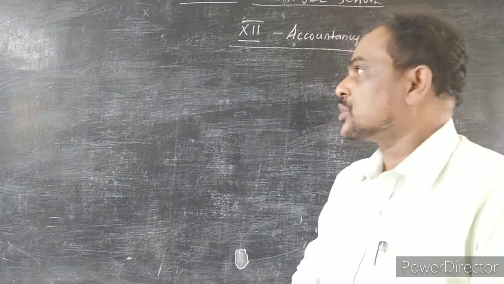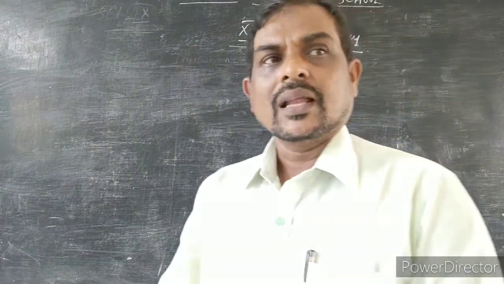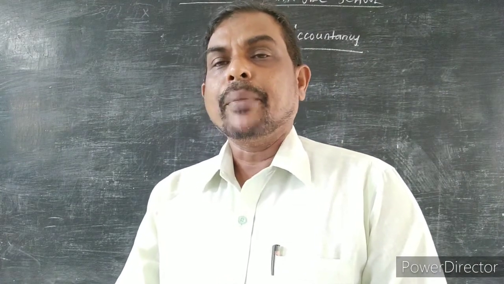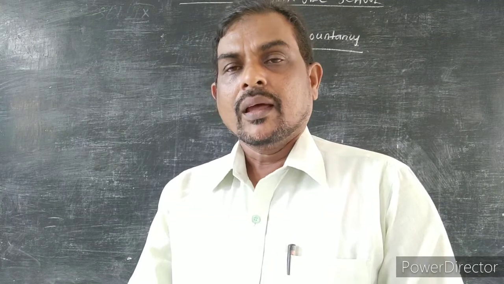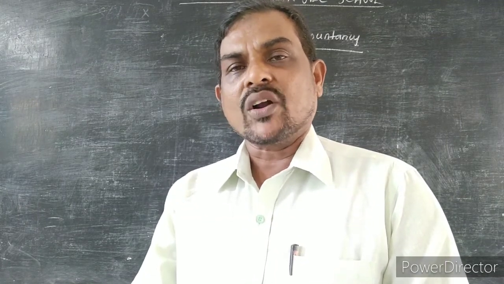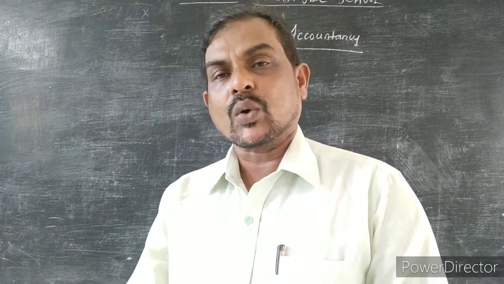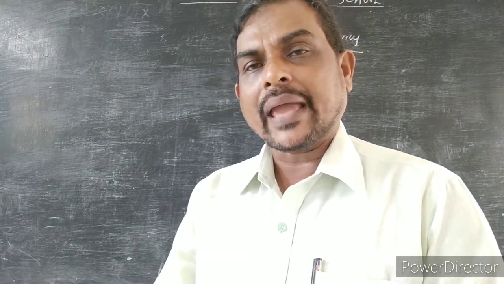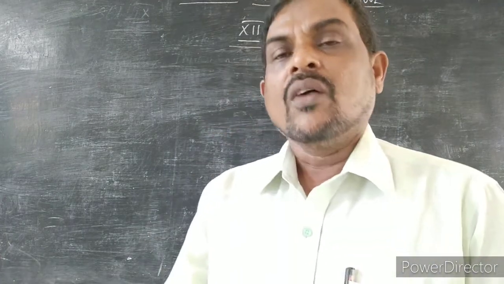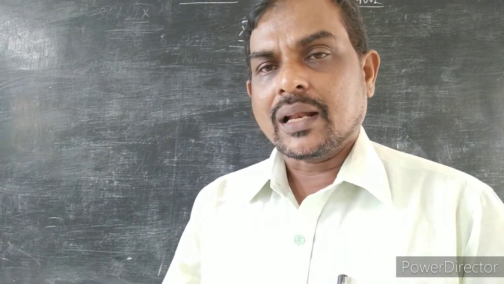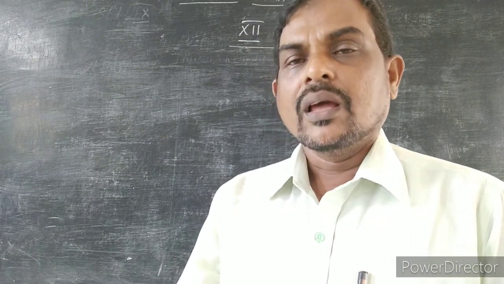Today I am going to teach you plus 2 accountancy lesson 3, basic concepts of partnership firm. In that chapter I have already taught you 3 topics. One is how to compute the capital accounts of the partners. There are 2 types of capital accounts: one is fixed capital method and the other is fluctuating capital method.